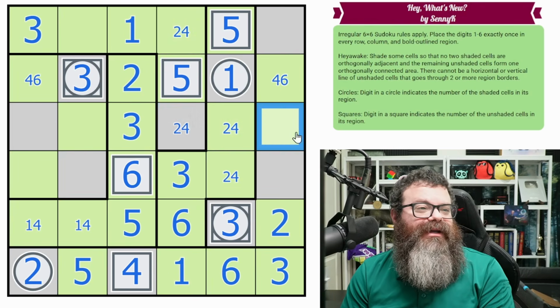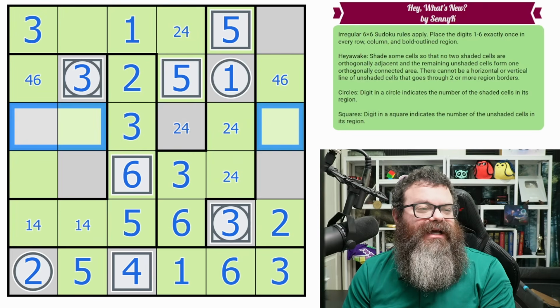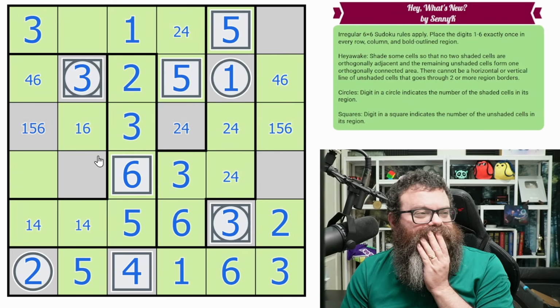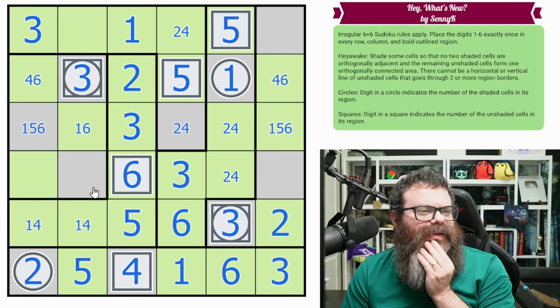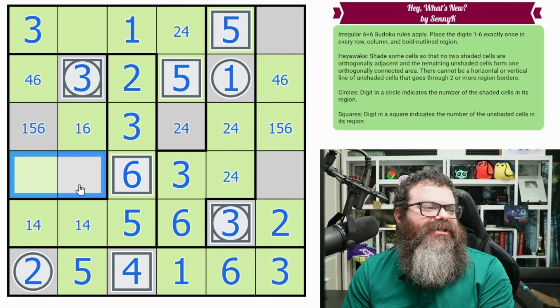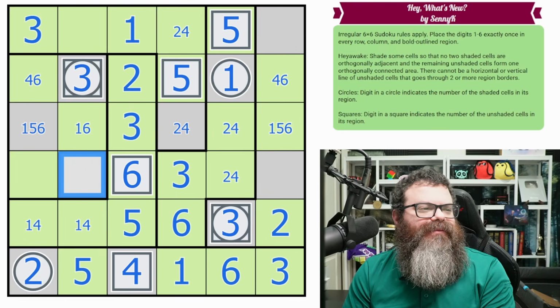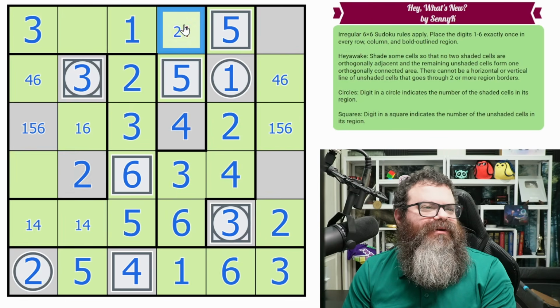This is a 2, 4 pair. So this is 1, 5, 6. That's not 5. Okay, so where's the 2 in this region? It's one of these two. Actually, it's placed. It's here. That gives us 4 and 2 and 4 and 2.